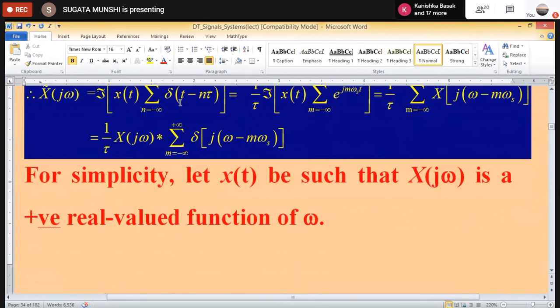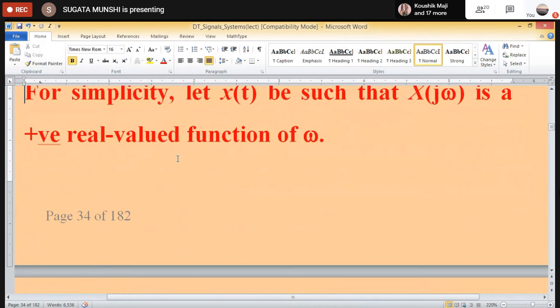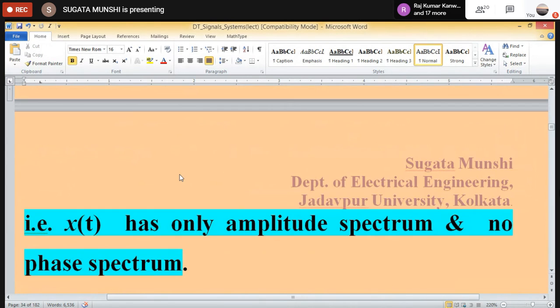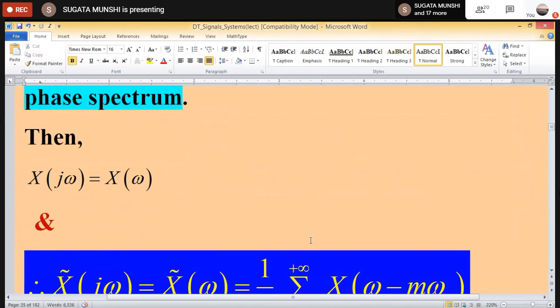We have written these steps. No phase spectrum, I shouldn't have written that. Please write the phase spectrum is 0 for all values of omega. Then instead of X of j omega, I may write X of omega.